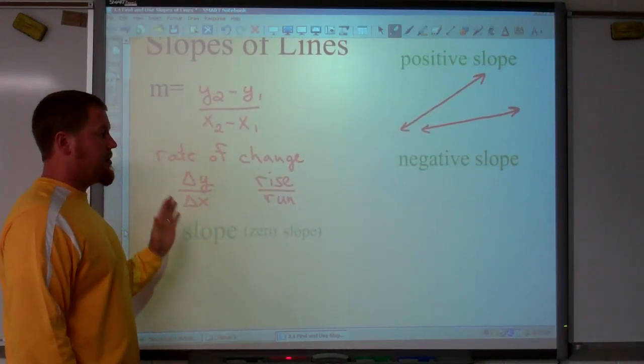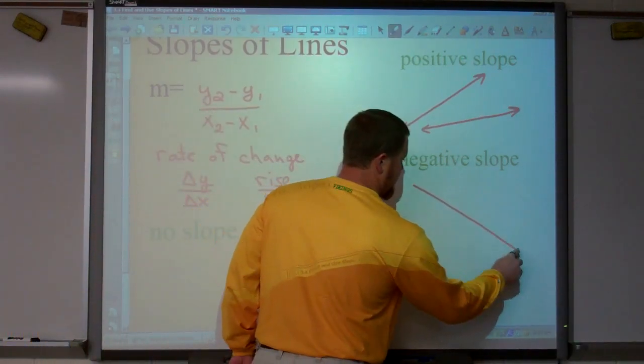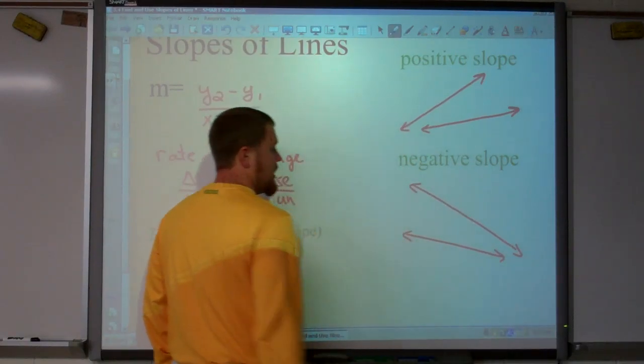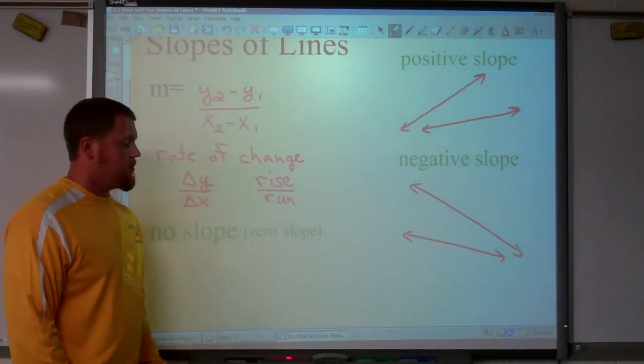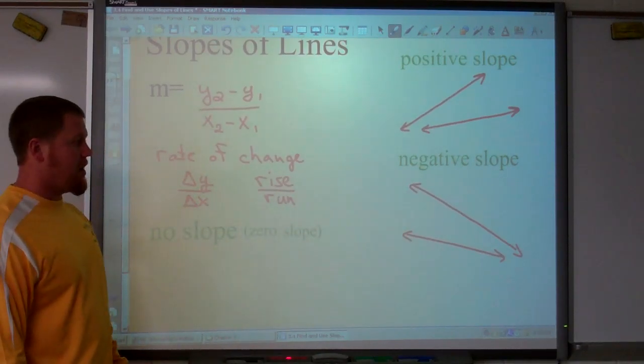Negative slope, same thing. Reading left to right, negative meaning going down. So our graph would look like something to this effect. And again, the steepness is not determined, or we don't know that yet right now. But right now, both those lines have negative slope.